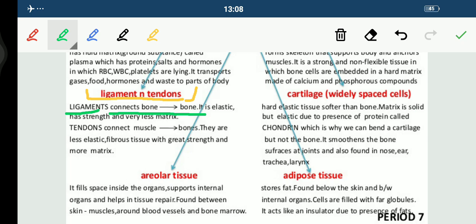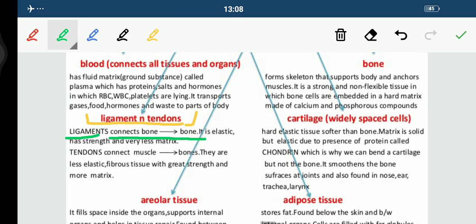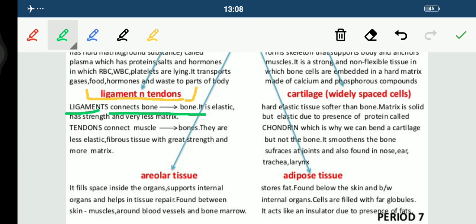Now what is cartilage, students? They are widely spaced cells. They are hard elastic tissue, softer than bone. The matrix is solid but elastic due to the presence of a protein that is called chondrin. So this chondrin is a protein. Due to the presence of this chondrin, they are elastic in nature.